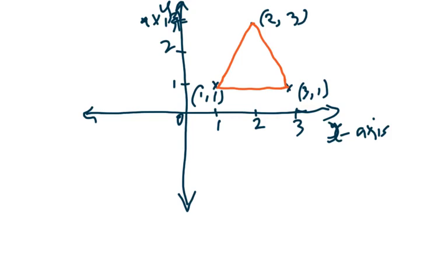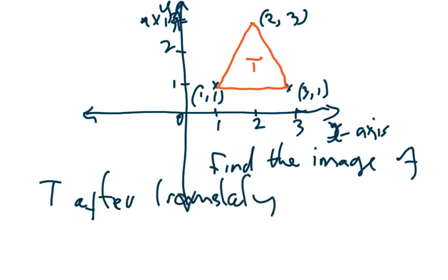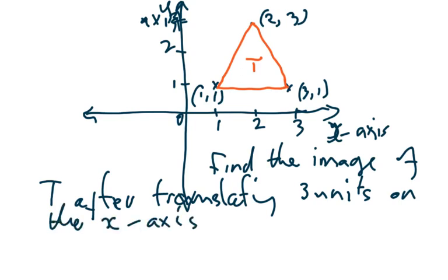That is my triangle T. Now the question is, find the image of T after translating it 3 units on the x-axis. That's question 1. I would like you to try this as well.